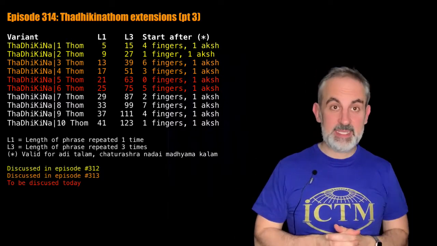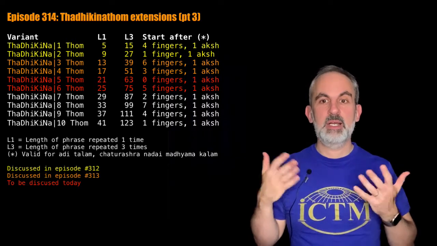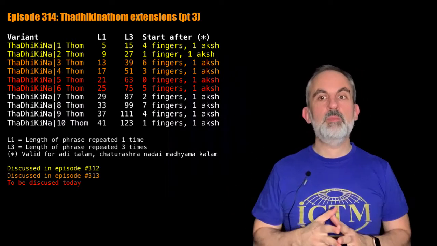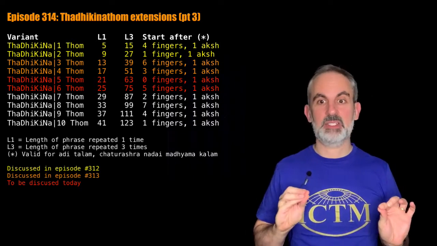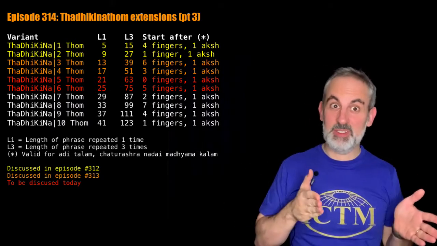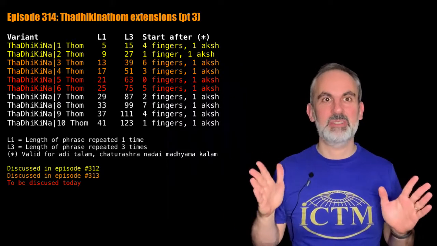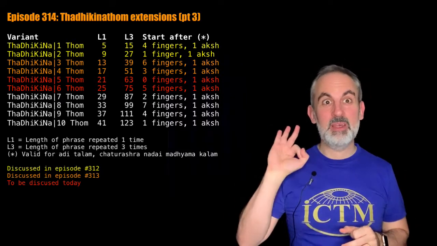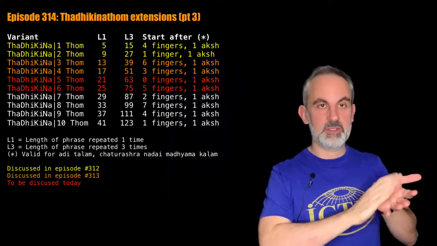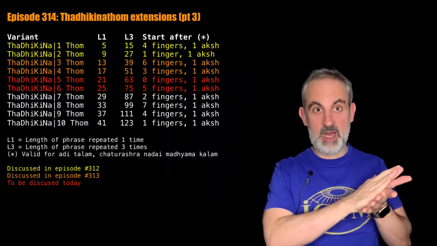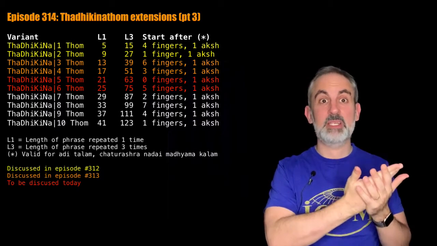The second extension that we will work on is Thadhikina over 6 plus Thom, meaning that the phrase on itself one time will take 25 aksharas, because 4 times 6 is 24, and then we add 1. Times 3, that is 75 aksharas in total. They're getting longer and longer; this is already 3 avartanams long. We're going to start it after counting off 5 fingers, so it's 1, 2, 3, 4, and 5, and then when we start the 6th, after 1 akshara, we start the recitation of this extension.